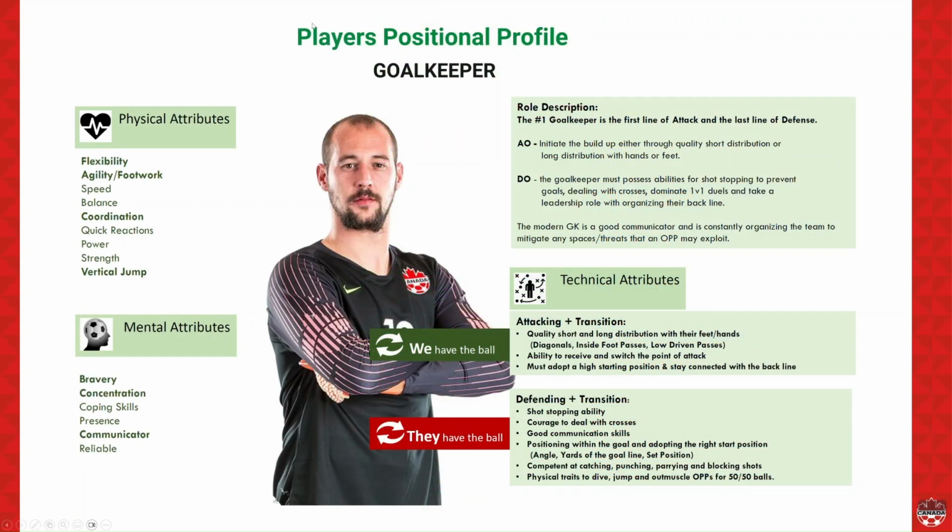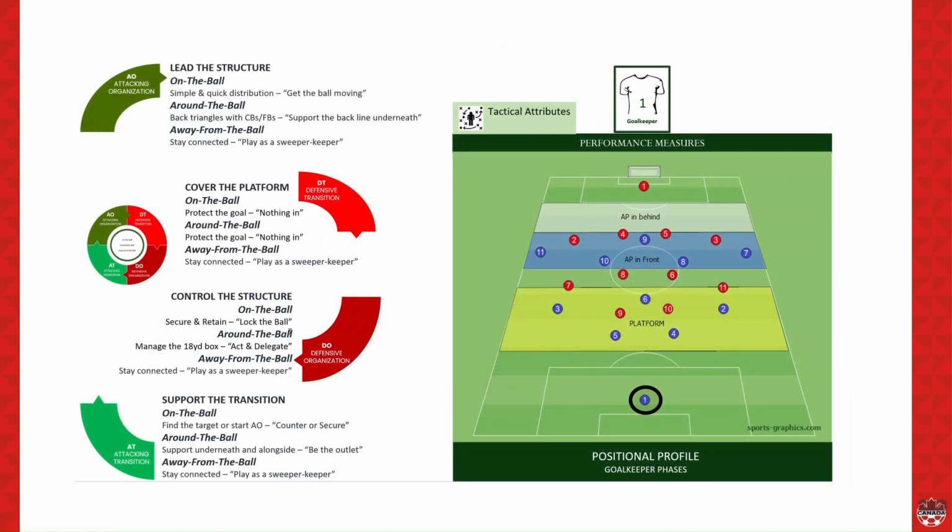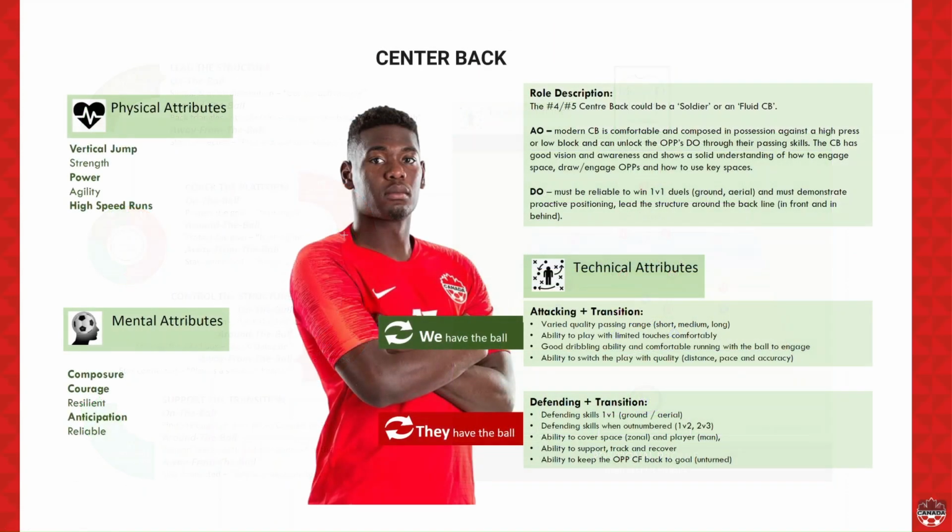And the last part, I would like to talk about the player positional profile. For each position, I provided some elements. Let's talk about the center back. To me, physical attributes can be vertical jump, strength, power, agility, and high speed runs. Mental attributes could be composure, courage, resilience, anticipation, and reliability.